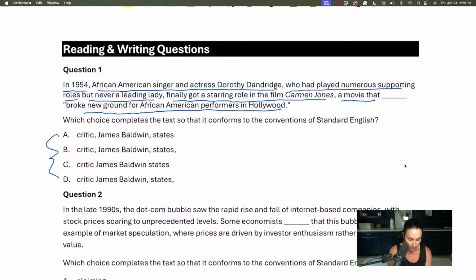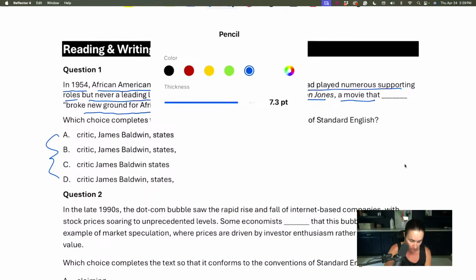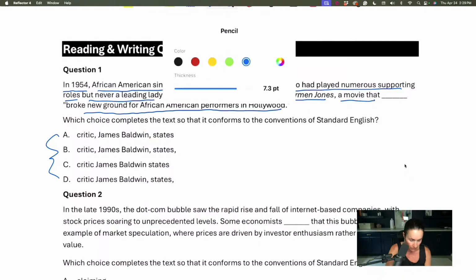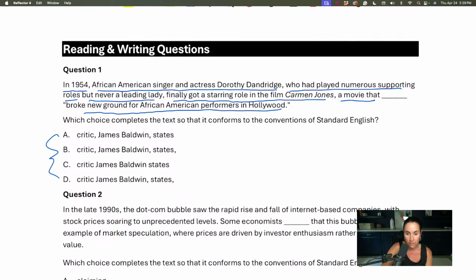Critic James Baldwin states, and again, my thing is not working. What's going on? Give me one second, please. I apologize. I don't know why this is happening to me today, but something is up with my app. Let me pull it up again. Okay, there we go. Now it's doing it. I don't know why it didn't do it before. Sorry, sharing one more time.